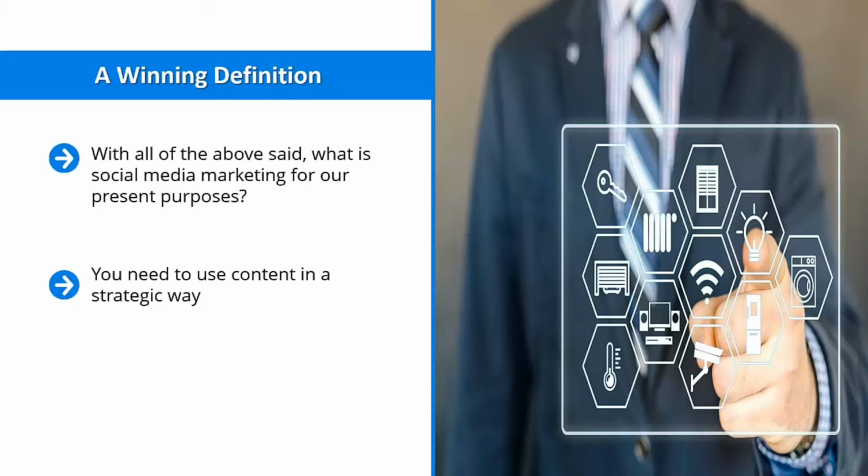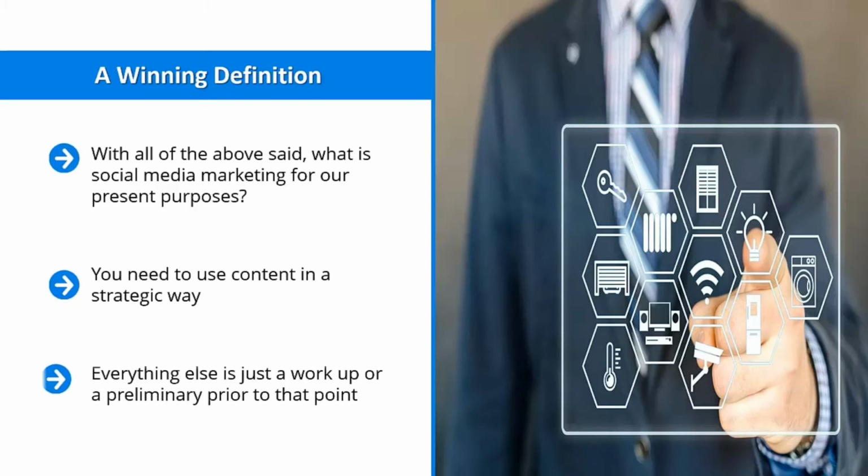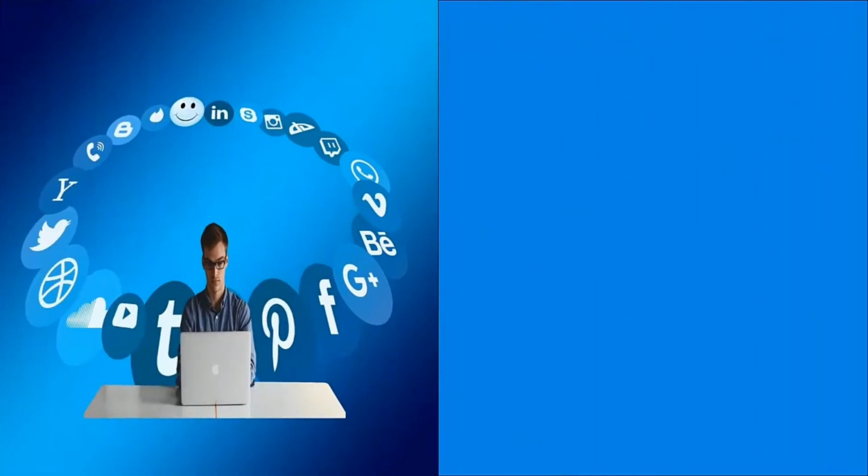And I am, of course, talking about your mailing list. Once you get people on your mailing list, that's when the fun begins. Everything else is just a workup or a preliminary prior to that point. You need to get people on your list. Social media marketing is going to be your primary vehicle to get people to your list. Everything has to revolve around that list. And this must shape, inform, and guide your social media actions.